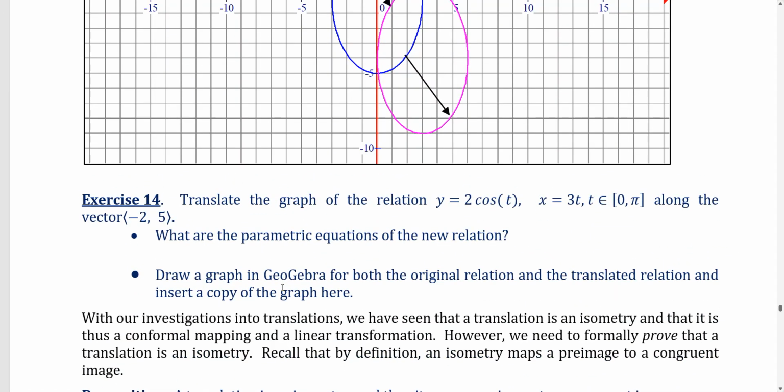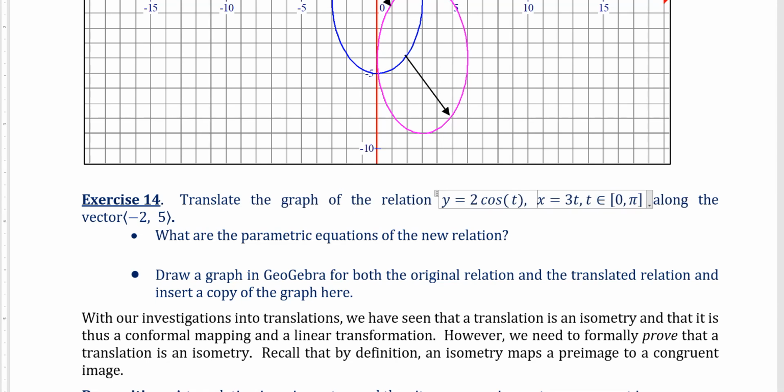All right, so here is an example for you to look at. Translate the graph of the relation y equals 2 cosine of t and x equals 3t. There's a parametric equations for a graph of some kind, whatever that is. Take that, where t is going to run from 0 to pi, and translate that by the vector (2, -2, 5). So write down the parametric equations for the new relation. Draw the graphs in GeoGebra for both of them.